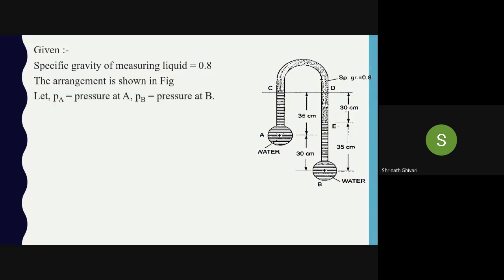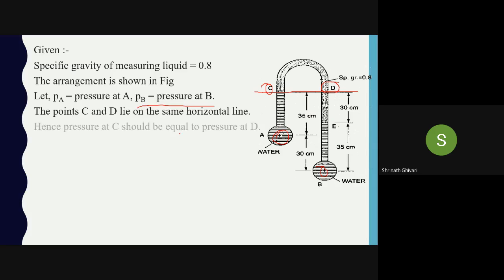Now, let PA be the pressure at A and PB be the pressure at B. This is one pressure, this is one pressure. The points C and D lie in the same horizontal line, and this is the datum line. So we are taking the datum as C and D. Hence, pressure at C should be equal to pressure at D, as we have discussed that in a horizontal line the pressure will be the same.